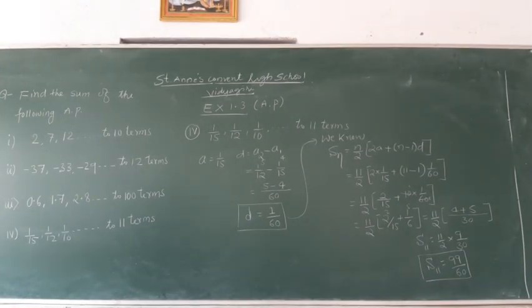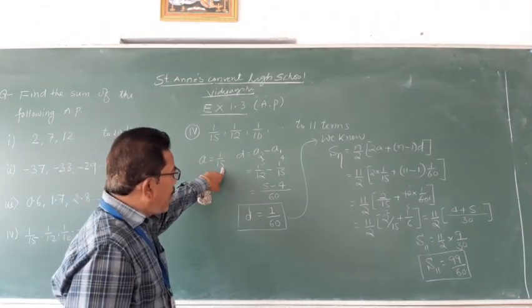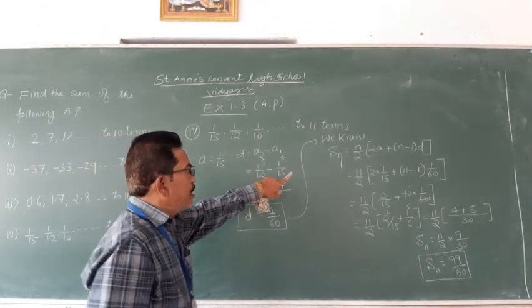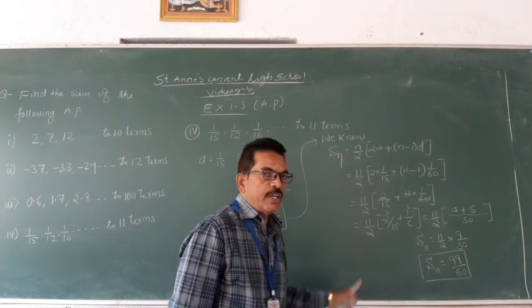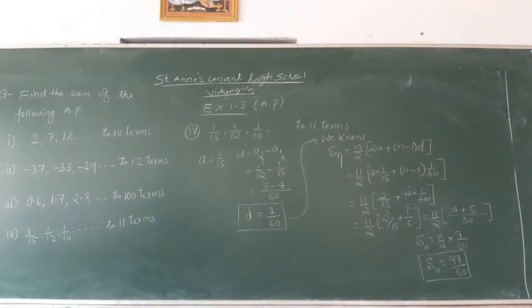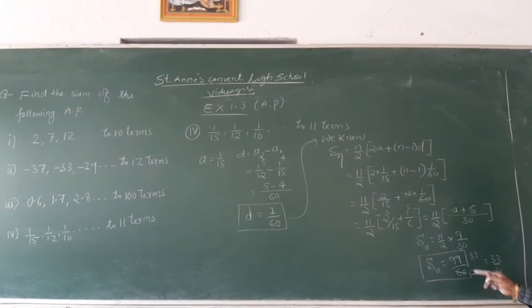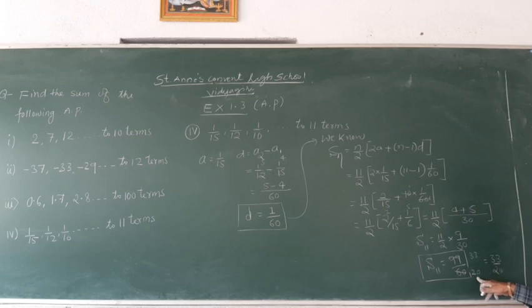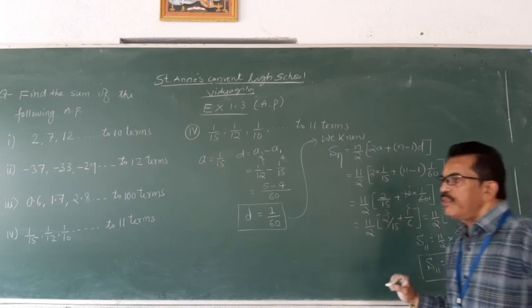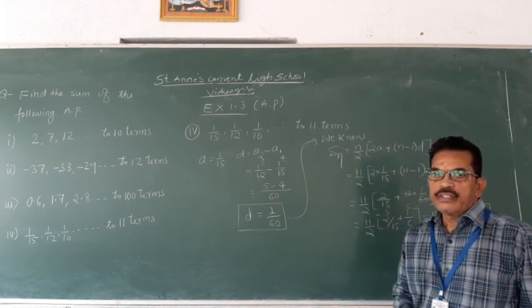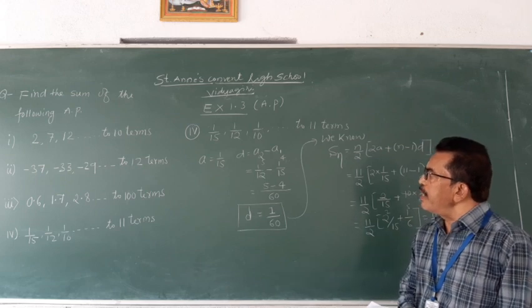For fractions we have to apply the LCM method for simplification. Then only we will get the proper answer. So we can simplify this one: 3 threes are 9, 3 twenties are 60. It's 33 by 20. But keep as it is. Okay, see the next main, the second main.